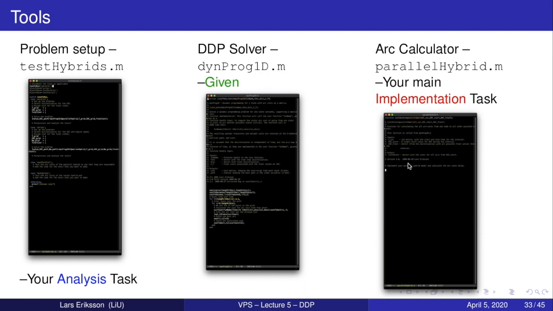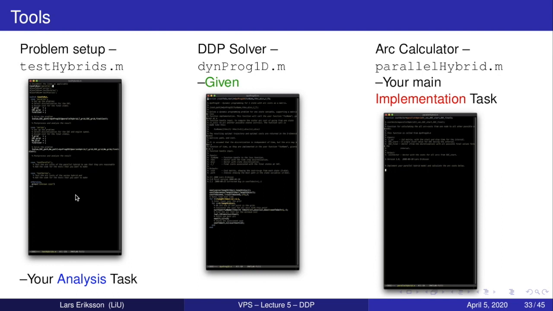The next part is the implementation task here, and you have this black area, which you might jokingly say is a black hole that can suck in a lot of your time. Finally, when you have done it and this DDP solver has returned the solution, your analysis task starts here, where you will unwind the solution and look at the properties and see what happened during the process. What was the optimal behavior of the energy management strategies?